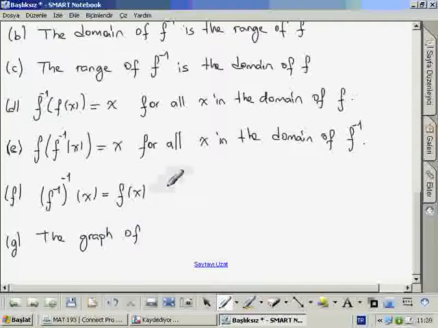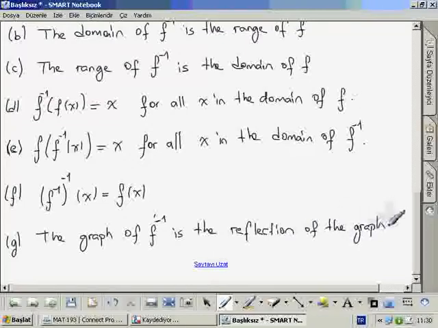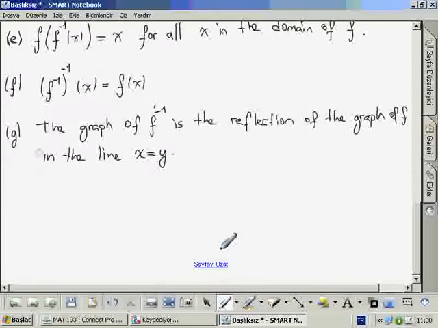And the last property, and the graph, that's an important property: the graph of inverse f is the reflection of the graph of f in the line x equals y. Okay.